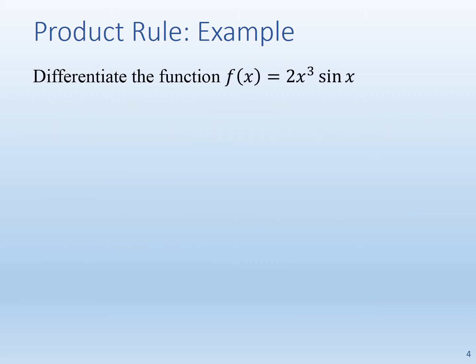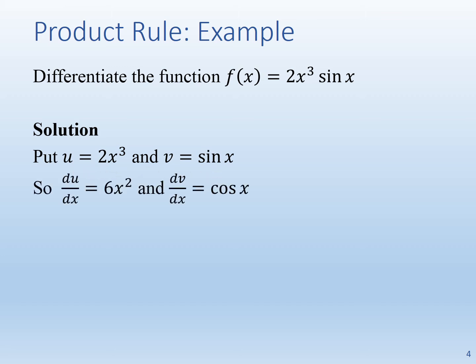Let's have a look at an example of that. So we have the product of two functions here. We have 2x cubed and we've got sine x. So the first thing we've got to do is identify those two functions. Call the first one u and the second one v. Then we can apply the product rule straight off.